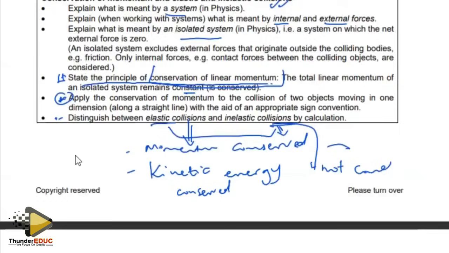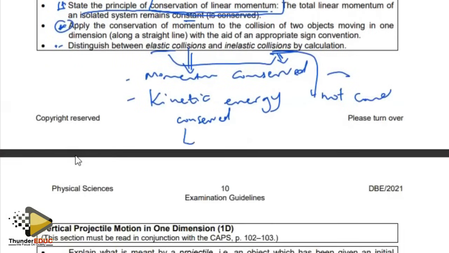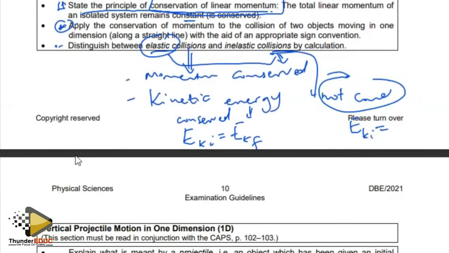So what we mean by this is that the EK initial is equal to the EK final when we're talking about elastic collisions. If it is inelastic, the EK initial is not the same as the EK final. The reason for that is there is probably loss of energy through sound, through heat, or even light. That's why the energy will not be conserved and bodies will be considered inelastic if this condition is met.